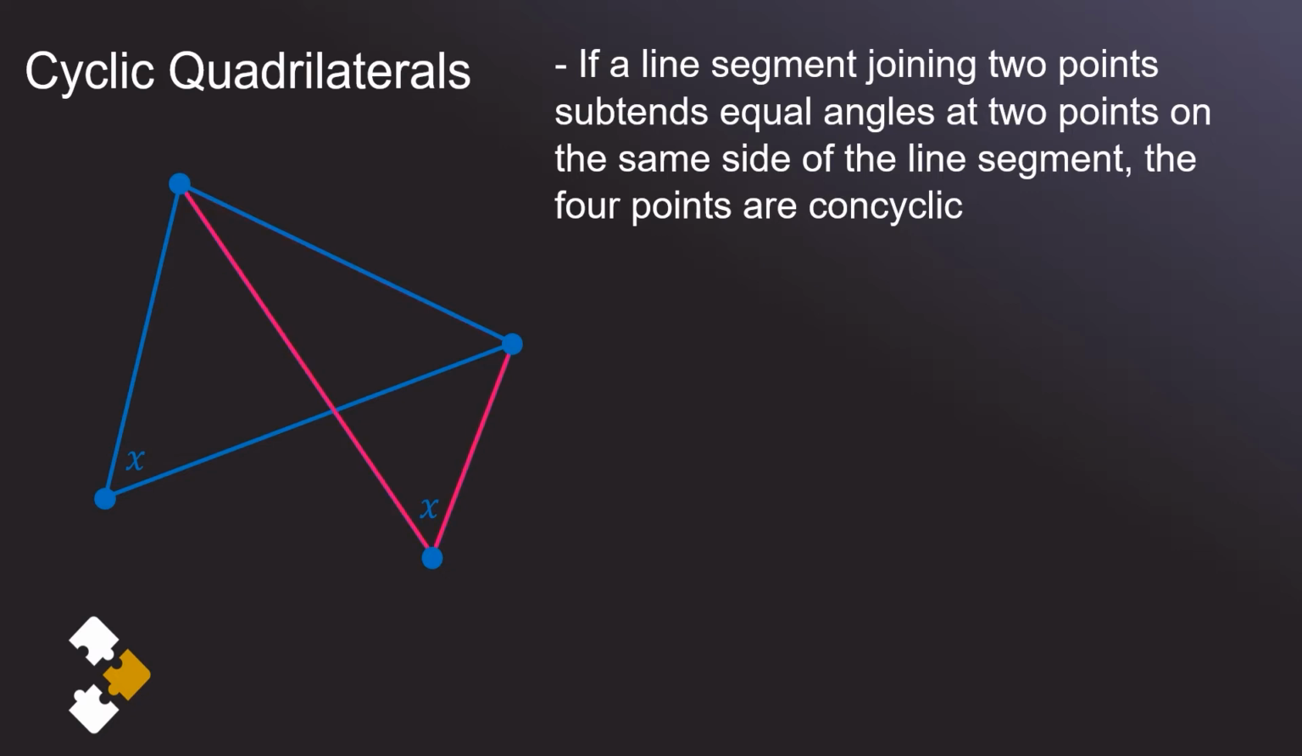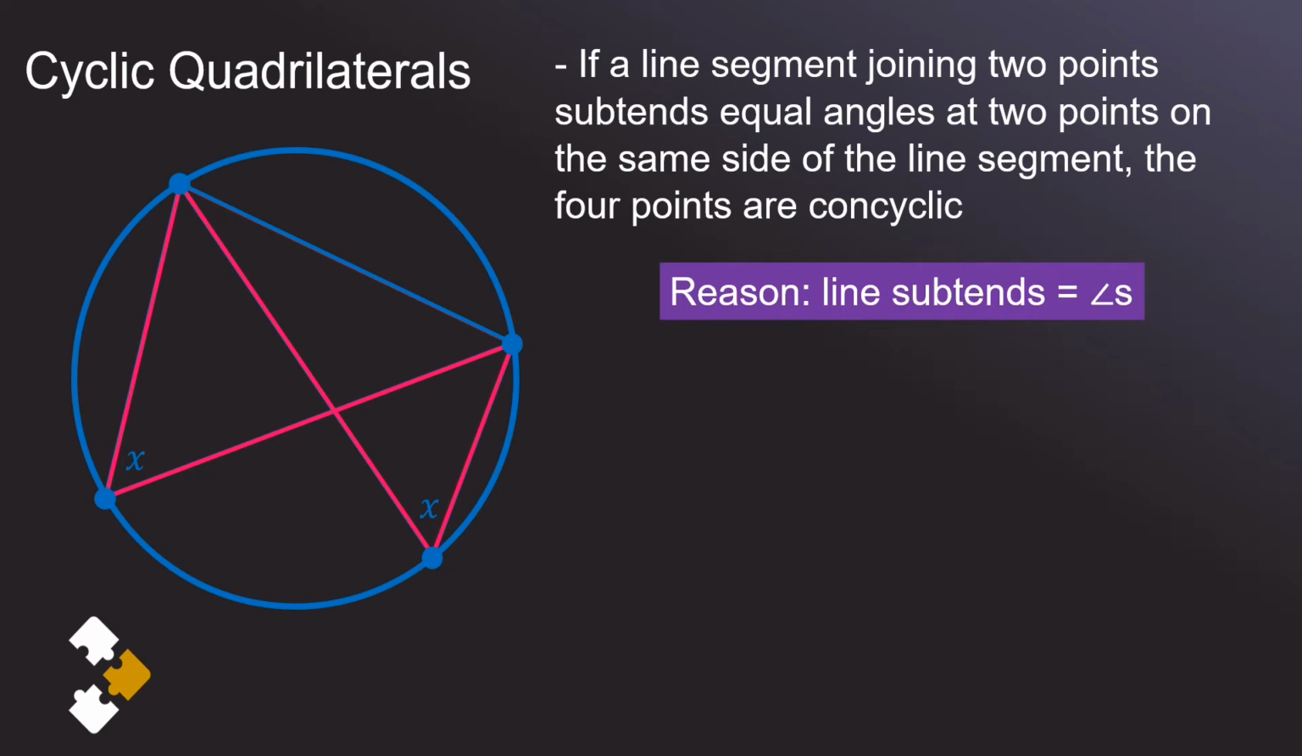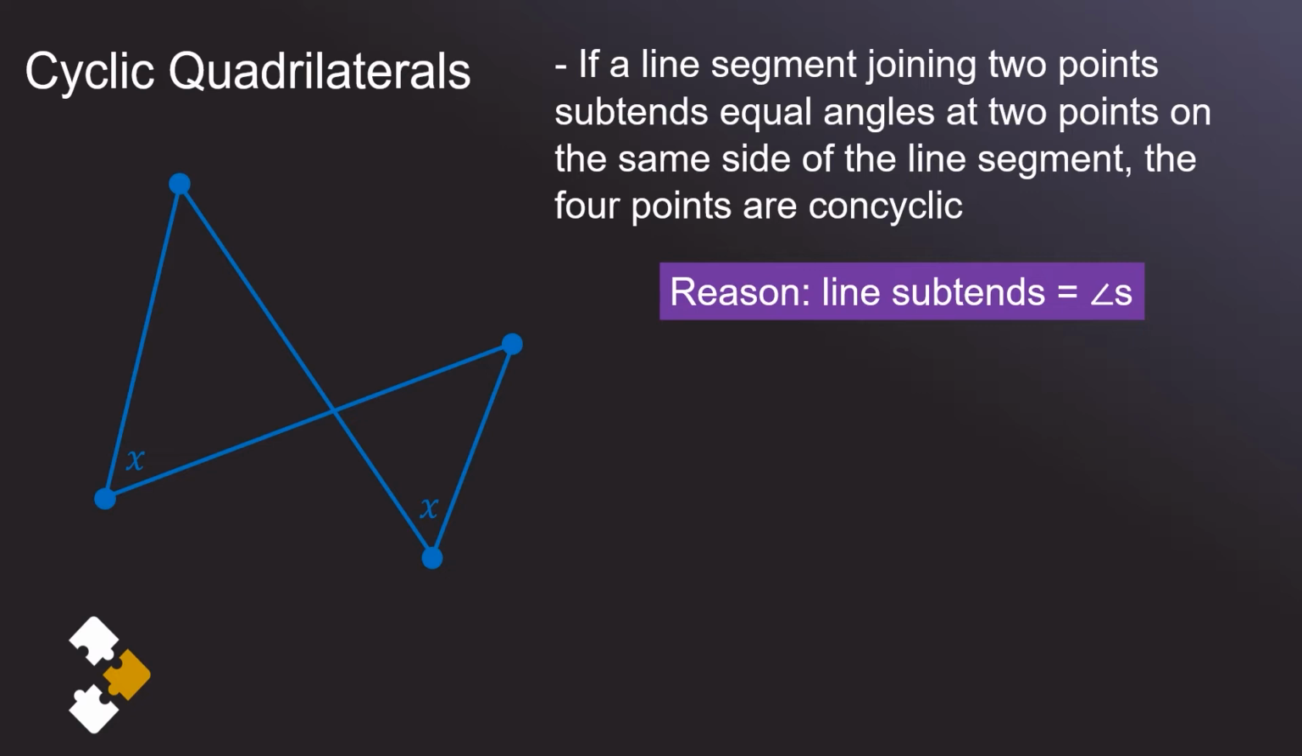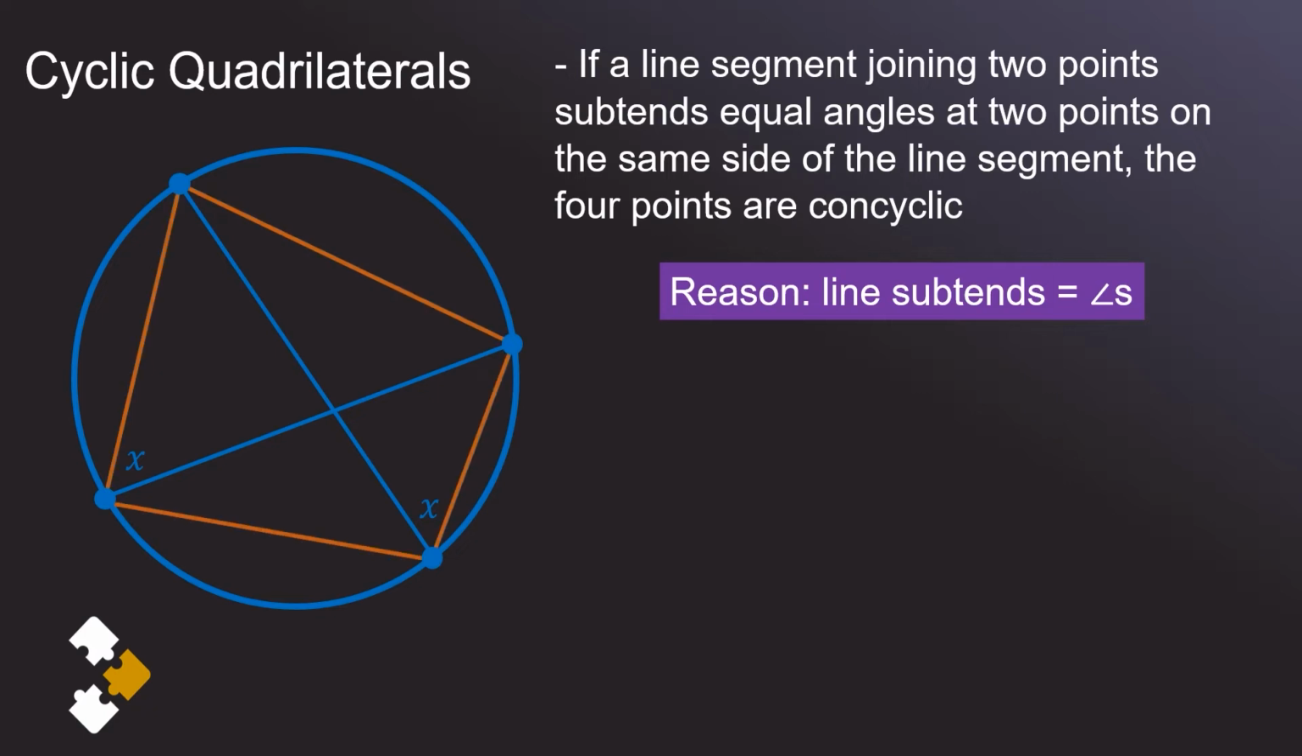So here, if that angle x and that angle x are both subtended by the same chord, then we can claim that the 4 points are concyclic. They would fall on the same circle. And our reason for that is that the line subtends equal angles. Now, again, that chord doesn't actually have to be there. So even if we have this bow tie here without the chord, there's an implied chord there that still is going to be subtending those two equal angles, and so we can still claim that we do have 4 concyclic points that fall on the same circle, and there again is your cyclic quadrilateral.